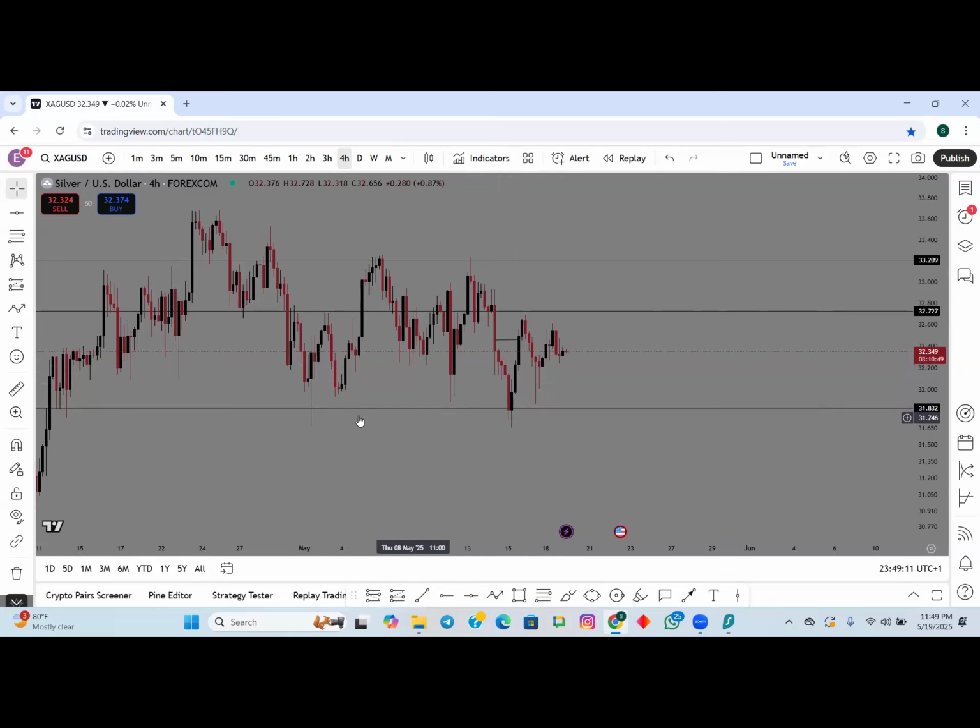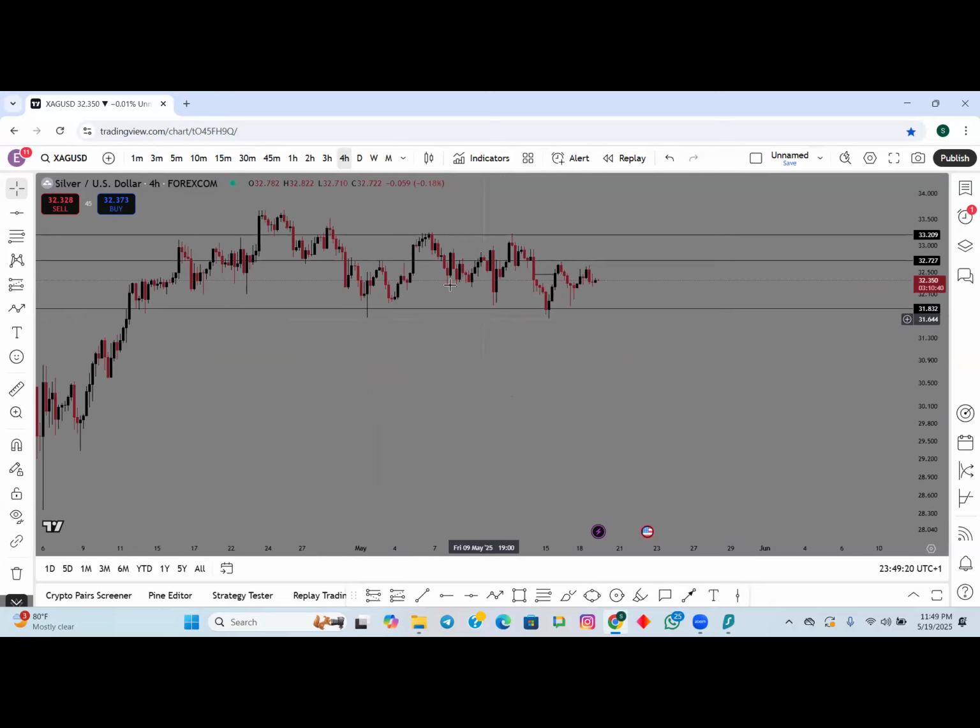This zone here has rejected price so many times, and this high has rejected price also. And if you can see now, price is consolidating between these two zones here now. It bounces up from here, bounces down from here, bounces up again, bounces down, bounces up. So it's consolidating. I don't know if you understand.